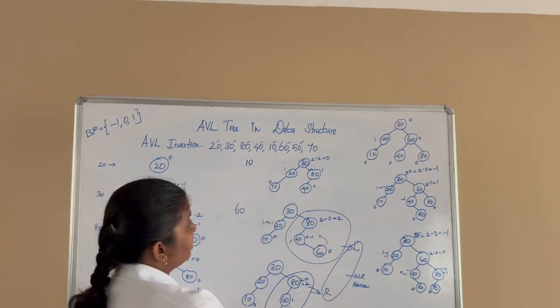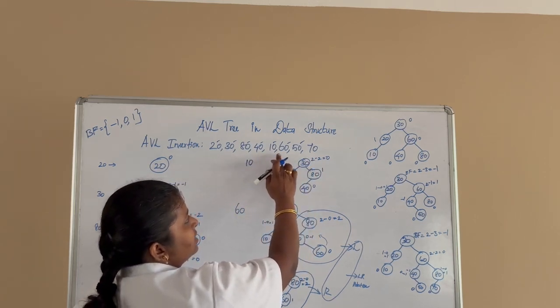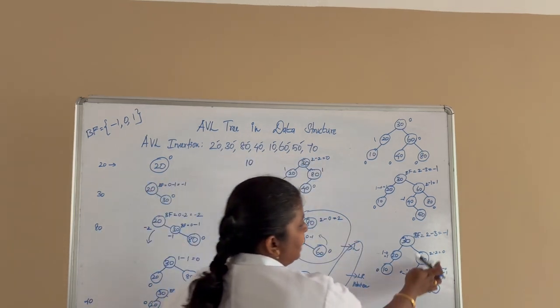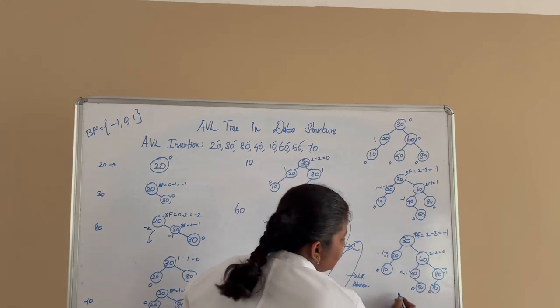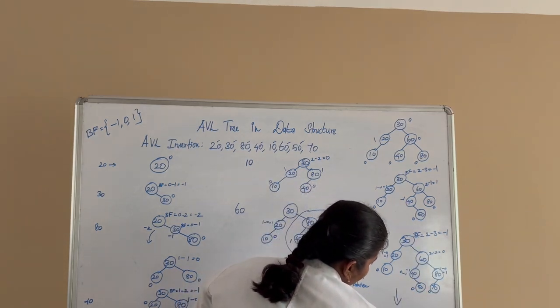So now, after inserting all the given values 20, 30, 80, 40, 10, 60, 50, 70, the final AVL tree is this one, which is perfectly balanced after insertion.